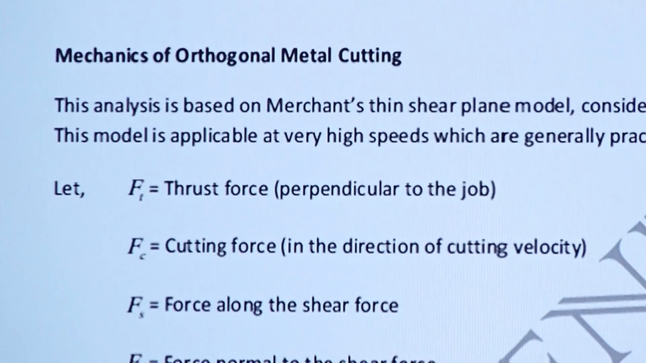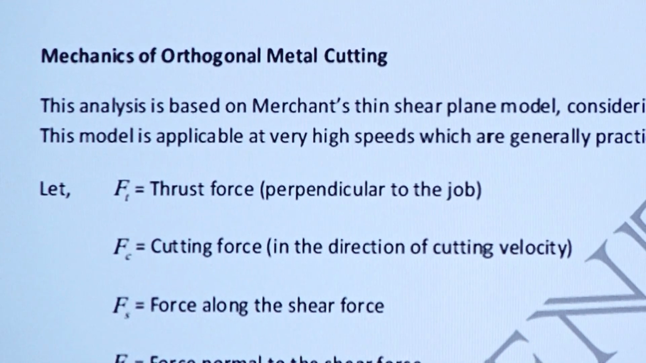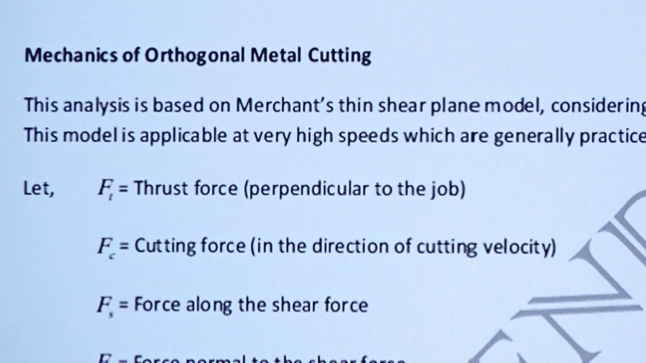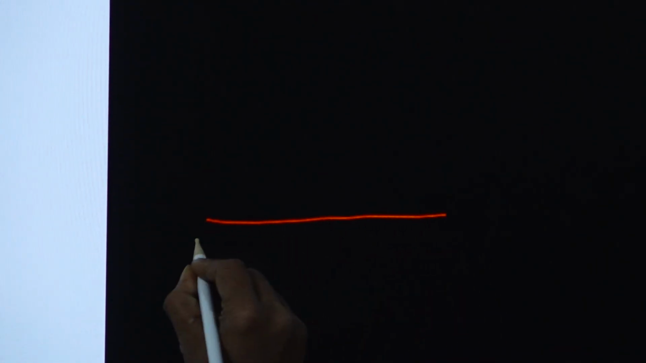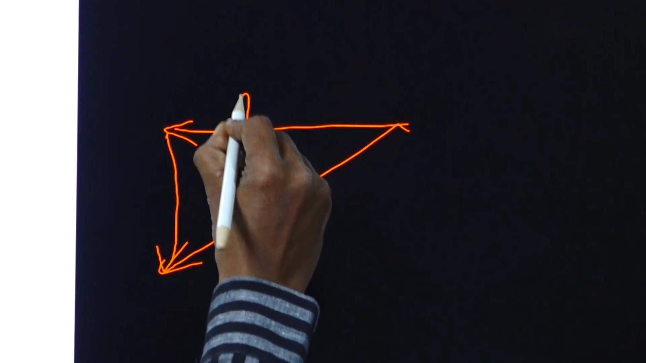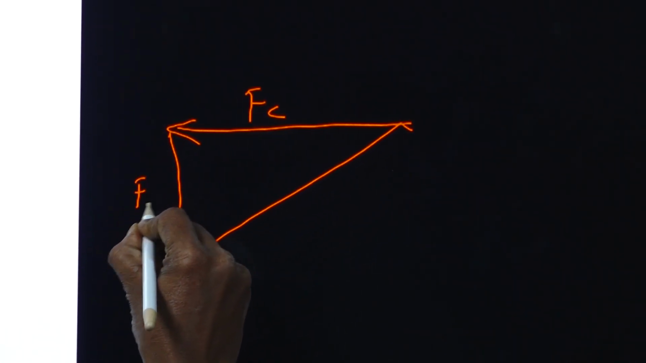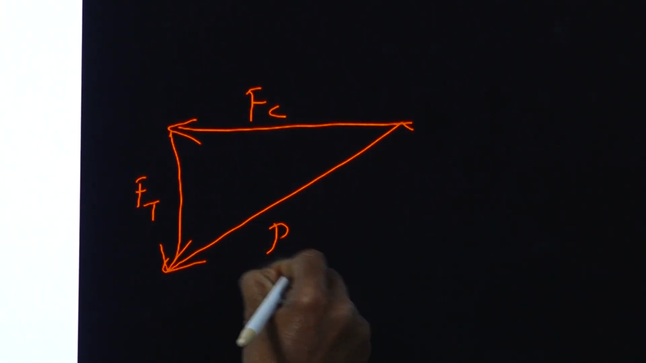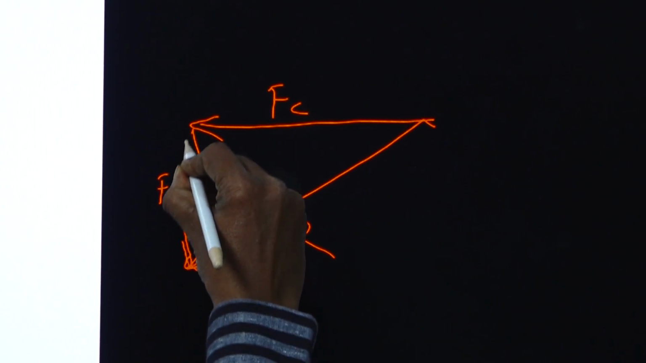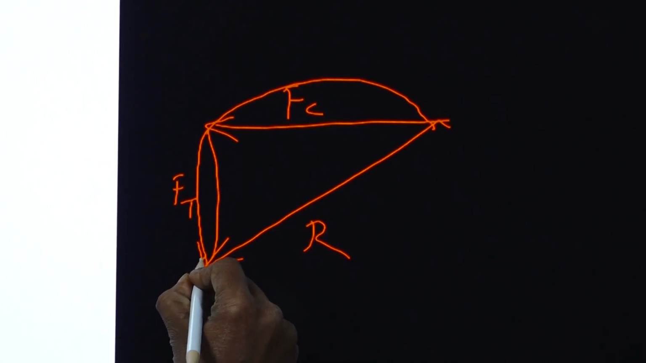So what are the forces that Merchant has taken into consideration? He takes the thrust force. We are having the cutting force and the thrust force. So he takes a resultant force. With the help of this cutting force, thrust force and resultant force, by using this triangle, he makes the resultant as diameter and constructs a circle.